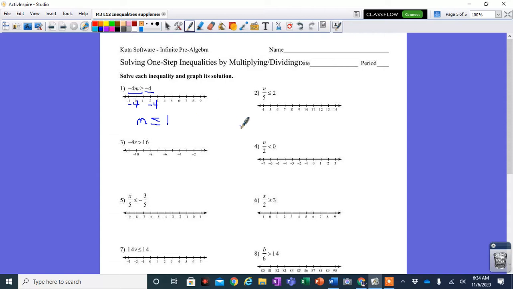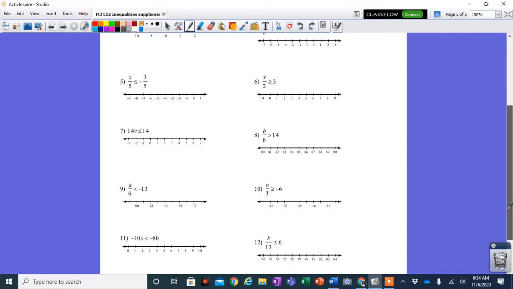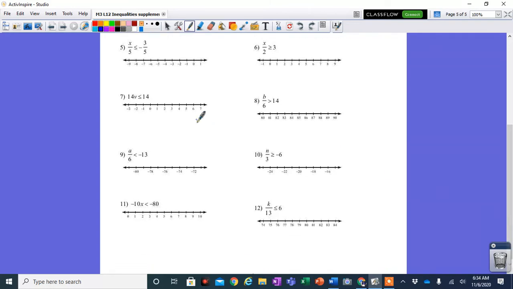The same thing would apply if you were multiplying by a negative. So in some circumstance, let's say this was a over 6 with a negative sign, and that was less than or equal to negative 13. To get rid of the dividing by the negative 6, you would end up multiplying by negative 6 on both sides.